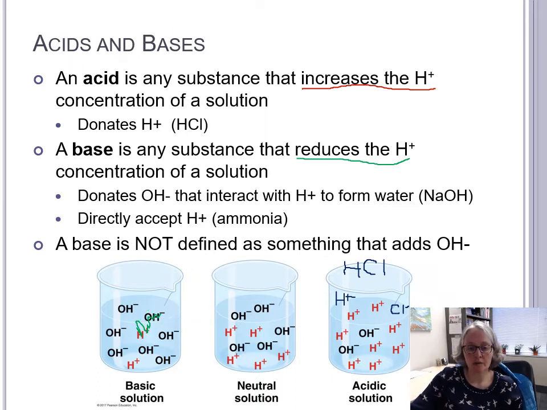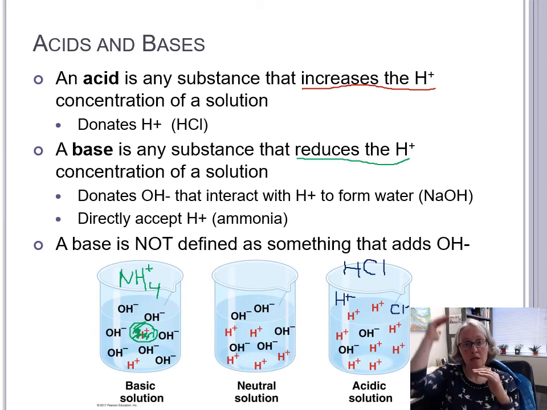Let's talk about what happens when we add ammonia, which is also a base, to water. So here's ammonia. It's NH3. If you add ammonia to water, it likes to accept extra hydrogens. So it'll pick up this hydrogen right here, and instead of being NH3, it turns into NH4+. We haven't added any OHs, but this is still considered a base because we've reduced the number of hydrogen ions.